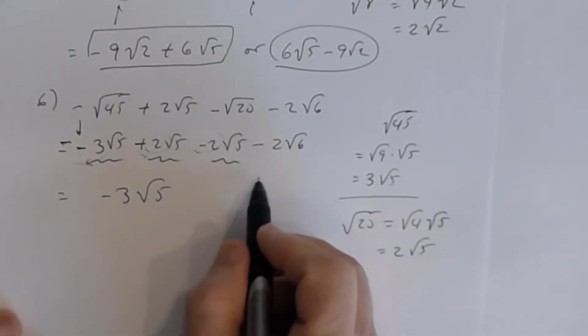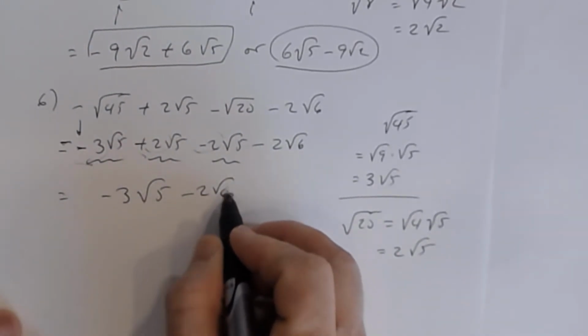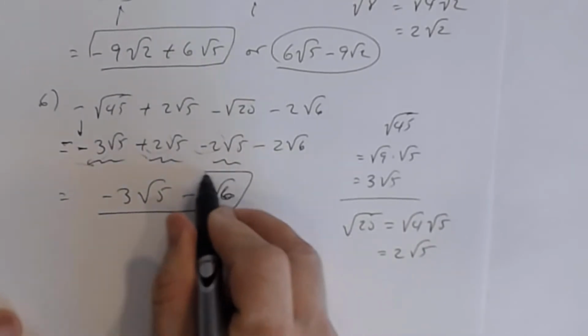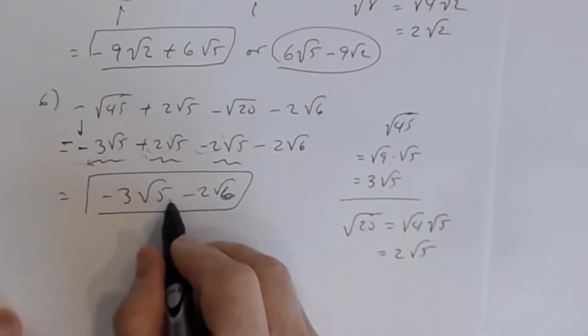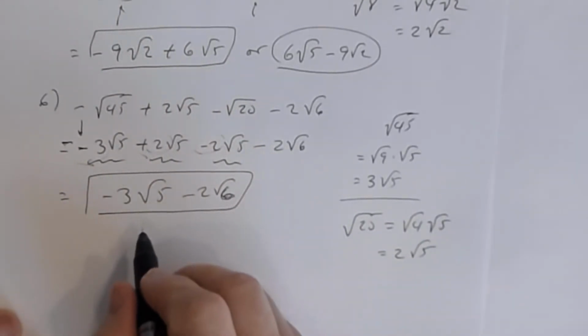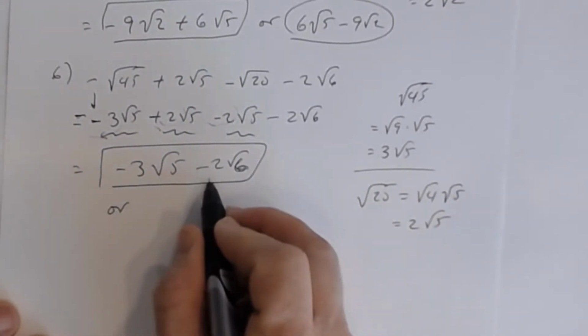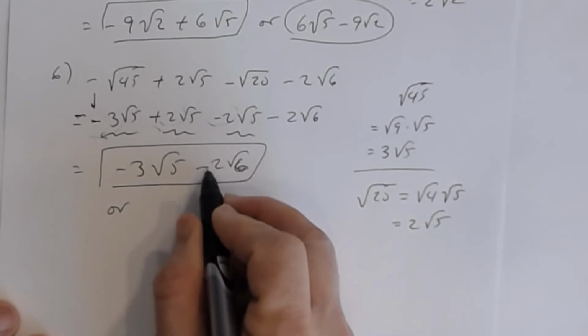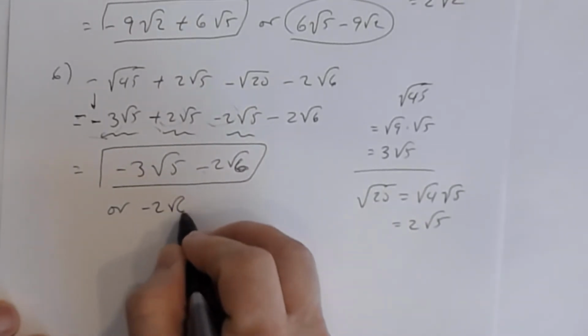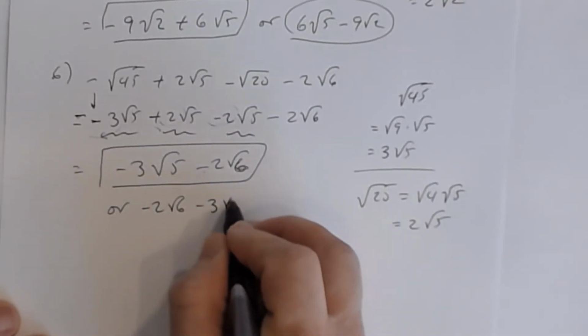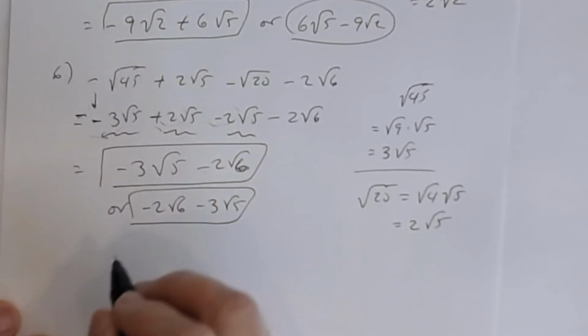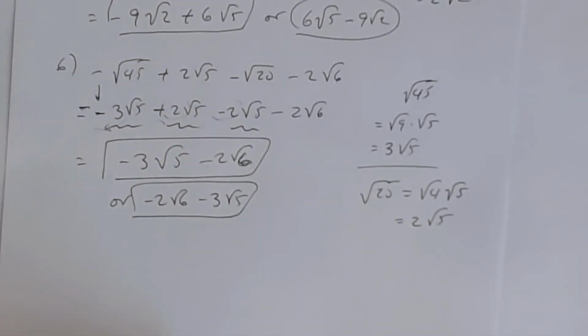And then all you do is bring this down, so it'll be minus 2 square root of 6. You cannot do anything else because these radicands are different. Now, if you want to put the square root of 6 first, you can. You'd say, keep the sign, negative 2 square root of 6 minus 3 square root of 5. Does not matter how you write it. All right, there's number 6. Let's look at number 7.